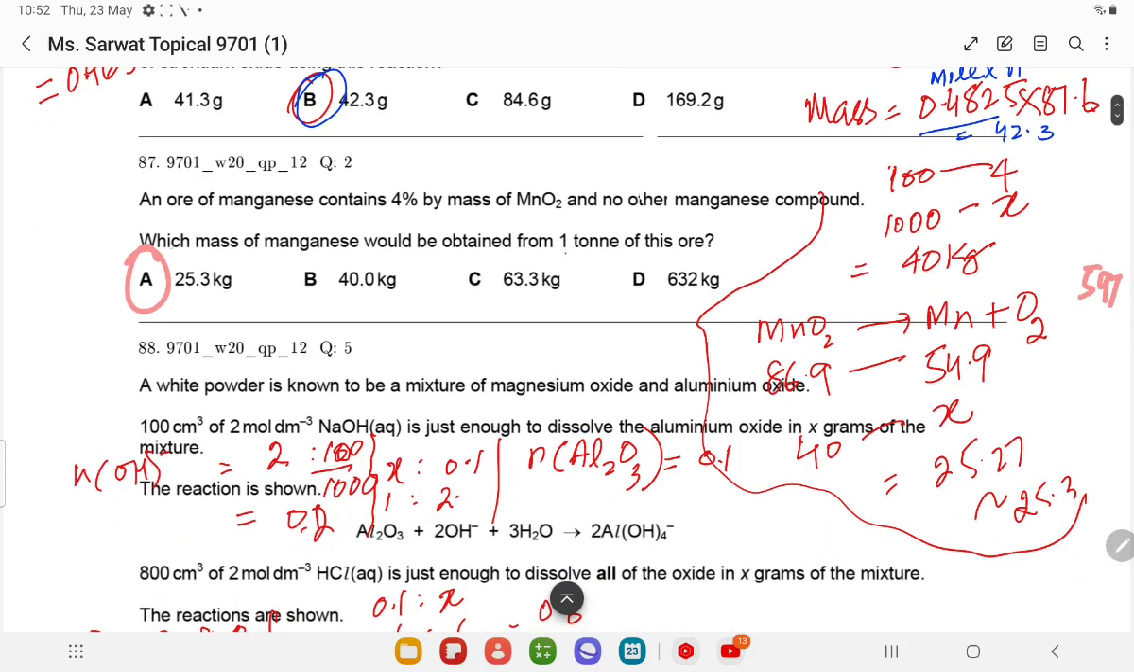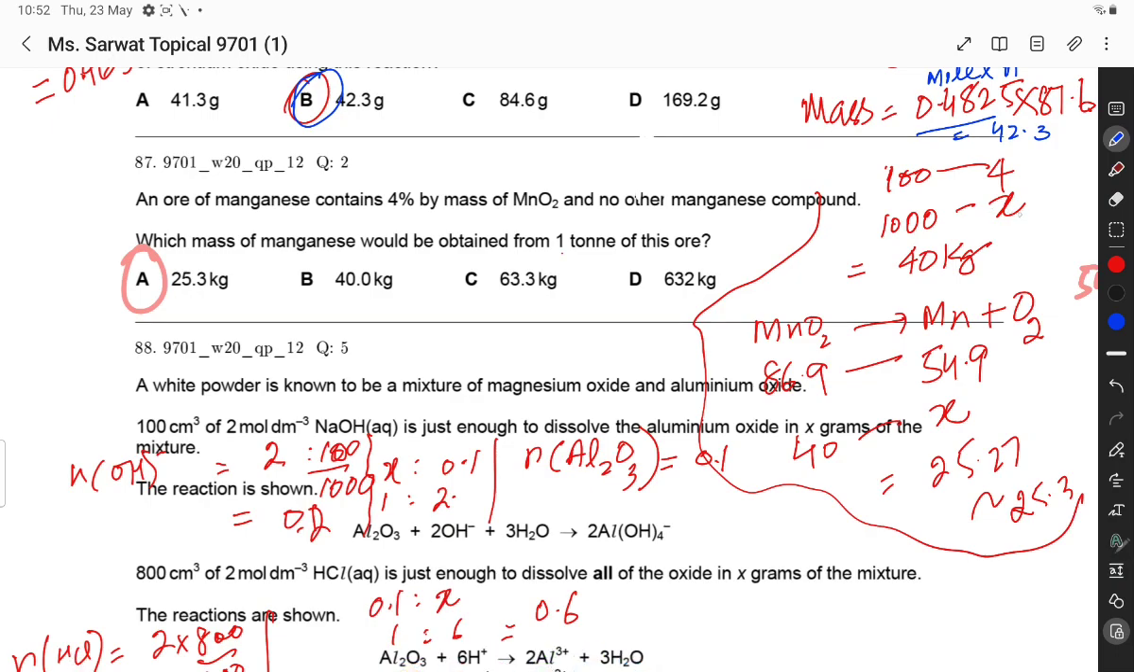Next question: an ore of magnesium contains 4% by mass of manganese dioxide and no other manganese compounds. 100 contains 4, so for 1 ton, 1000 kg, it is equal to X. So this is equal to 40 kg. So the MnO2 reaction is MnO2 to form Mn plus O2.